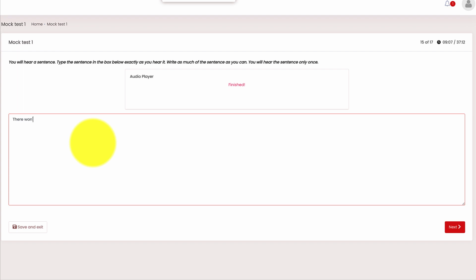So I have to write exactly what I heard. There won't be any struggles in the lab. Now, depending on how many words I can remember correctly in the right order, they give me points. There won't be any struggles in the lab. This sentence had 8 words. That means I had 8 points in total that I could get from this question.